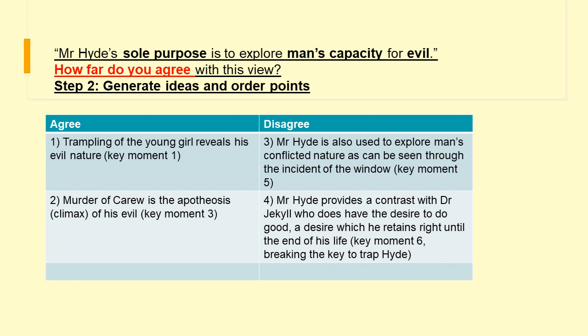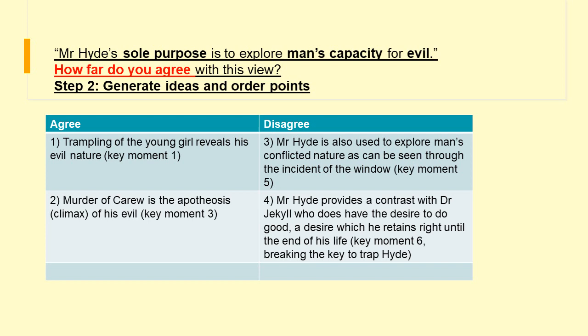And then I'm going to go to point 4, which is also disagreeing. And then this is also consolidating the other point. Mr. Hyde provides a contrast with Dr. Jekyll, who does have the desire to do good, a desire which he retains right until the end of his life. So here I would talk about key moment 6. So you may recall at the end, after they've broken the door down, they explore the rooms, and then they find near the back door a broken key.